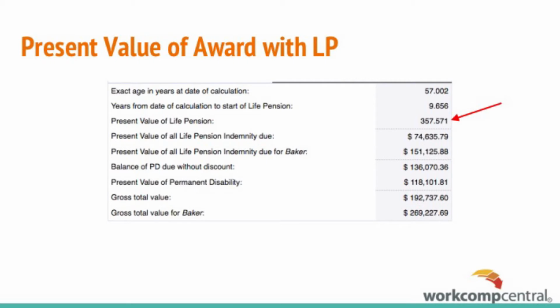So I assumed a 3% rate of return on my investment, which is the annual interest rate, and a 4% increase in the state average weekly wage. And this is calculated out over time. So when I get that return, this is the data that comes back. I'm a 57-year-old male. And from today's date to the start of the life pension, I still have about 9.5 more years of permanent disability to pay out. After that 9.5 years stops, then the life pension starts paying out.